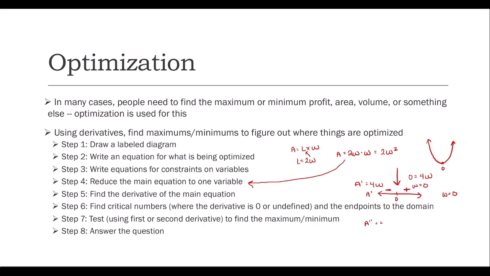So in this case, it would just be 4. So your second derivative is always positive, which means it's concave up, and that's how you would know you have a minimum.